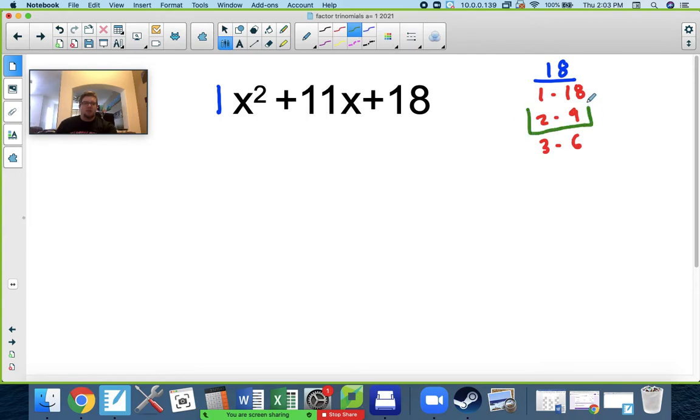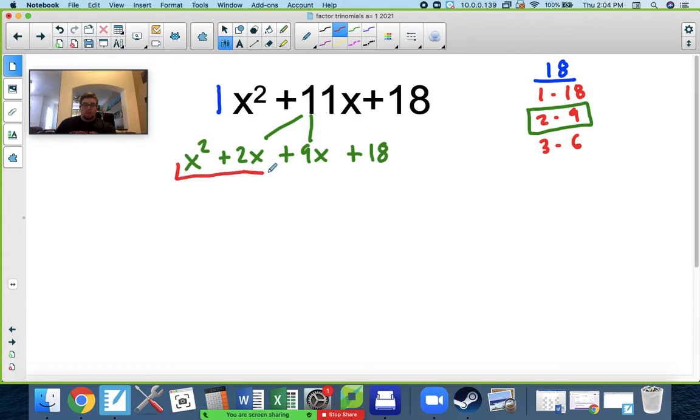This pair of numbers, when combined, make 11. So we have x squared plus 2x plus 9x plus 18. So we've split that 11 into two separate terms, the 2 and the 9. Because we've separated them into two different terms, we've actually created four terms, which lets us factor by grouping.